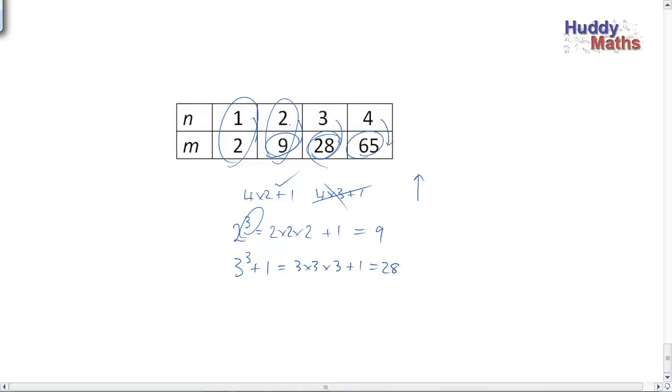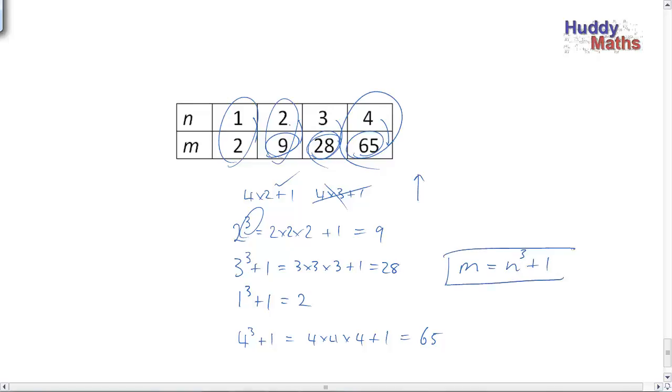We better go back and check out 1 though. 1 cubed plus 1. Yes, that's working. So just this last one to check. So 4 cubed plus 1 is 4 by 4 by 4 plus 1 is 65. So our rule is, little m this time, equals n cubed plus 1. Great. Okay. We're not going to predict here, but we could put in bigger values of n out here, and if the rule held, then we could predict.